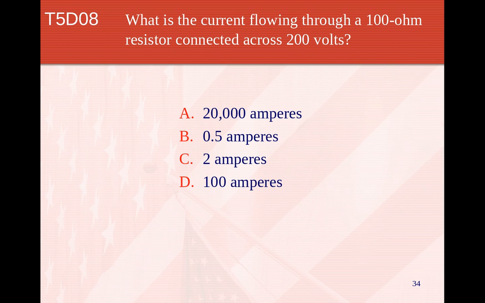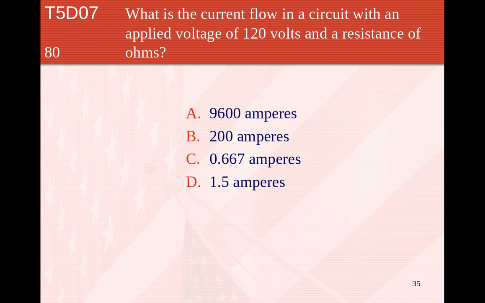What is the current flow through the 100 ohm resistor connected across 200 volts? So that's 200 over 100 gives us 2 amps. What is the current flow in the circuit with the applied voltage of 120 volts and a resistance of 80 ohms? So volts over resistance gives us current. 120 divided by 80 gives us 1.5 amps.